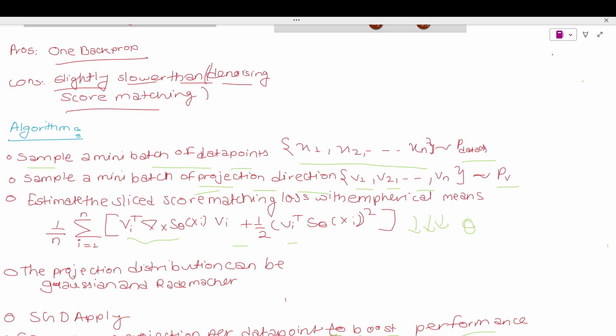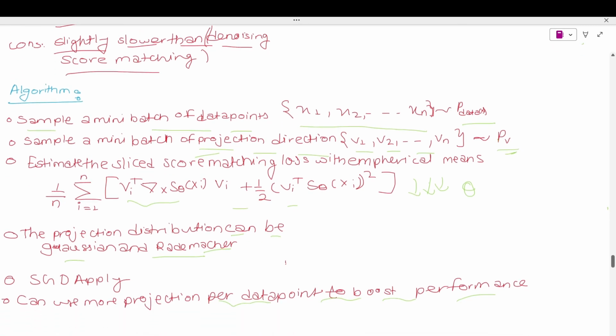You can sample the projection vectors from a projection distribution p_v, which can be Gaussian or Rademacher. You can just do it that way.